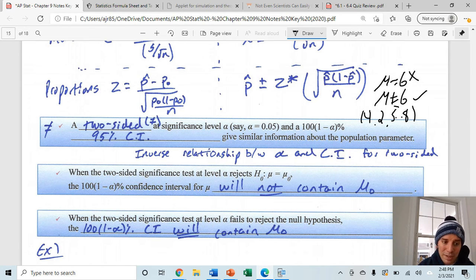And that's what that next bullet is saying there, okay? When the two-sided significance test is H sub 0: mu equals mu sub 0, then the corresponding confidence interval will not contain that value of mu, which is what I just showed you there. If our interval, say, went from 4.7 to 6.3, then the mu sub 0 value is in our interval, and we would fail to reject the null hypothesis.